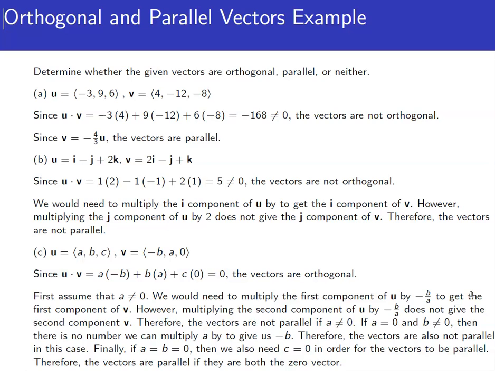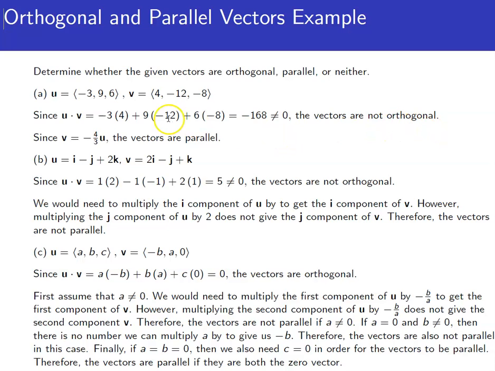Remember, with the dot product, we can check to see if two vectors are orthogonal. They will be orthogonal if and only if the dot product turns out to be 0. When we do the dot product, we take the product of the first components, product of the second components, product of the third components, and add them all together. In this case, you do that, you'll get -168, which is certainly not 0, so these vectors are not orthogonal.